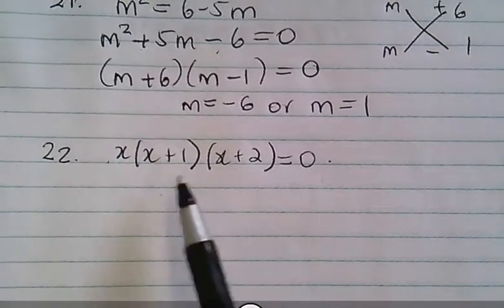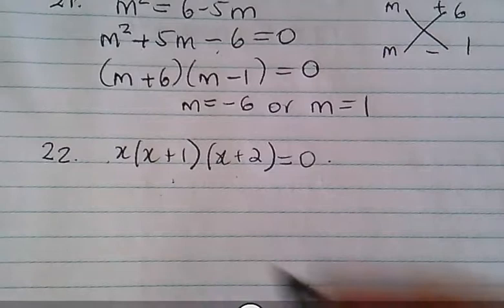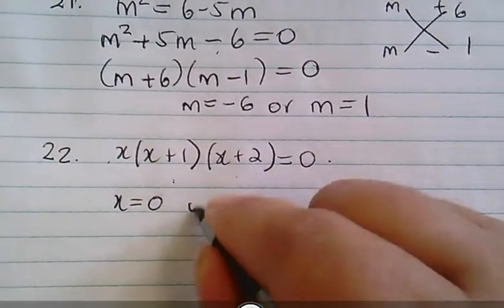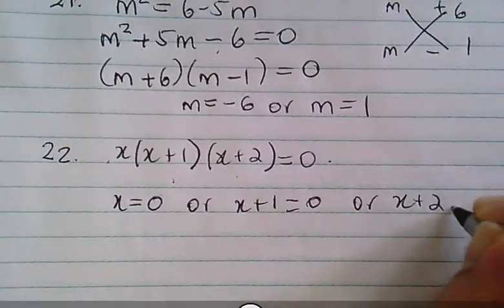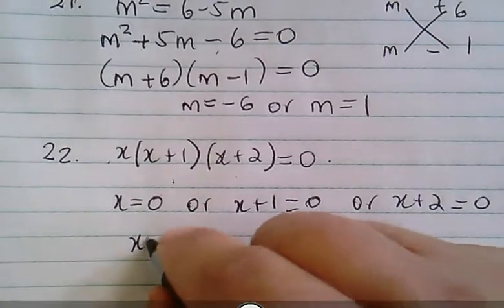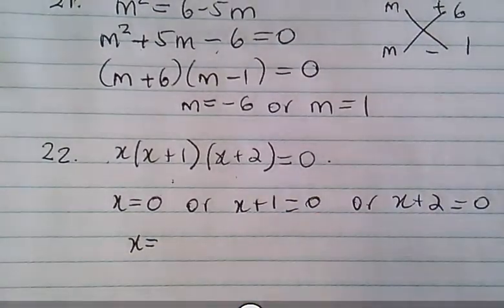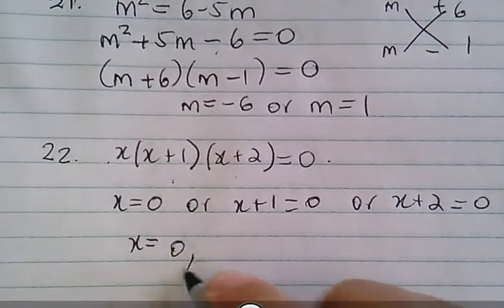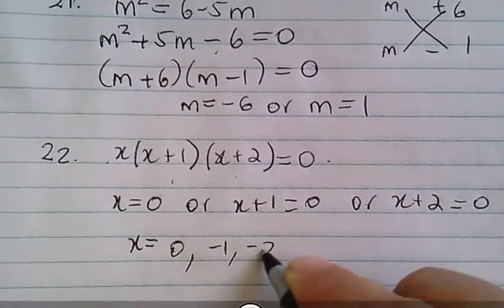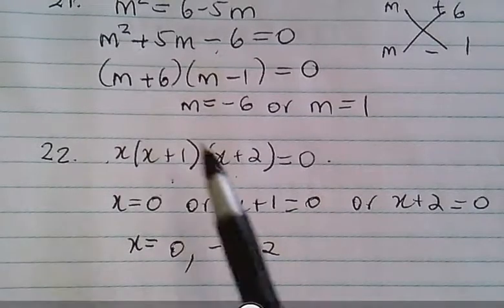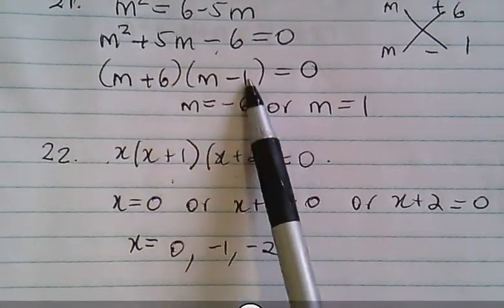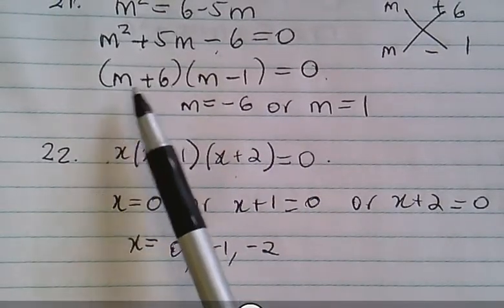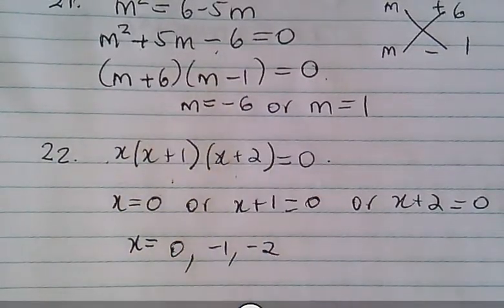If x times x plus 1 times x plus 2 is 0, then x is 0, or x plus 1 is 0, or x plus 2 is 0. So I've got 3 solutions for this, and what are they? So I've got 0, negative 1, negative 2. Same as that. Because when I've got m plus 6 times m minus 1 is 0, really what I'm saying is m plus 6 is 0 or m minus 1 is 0.